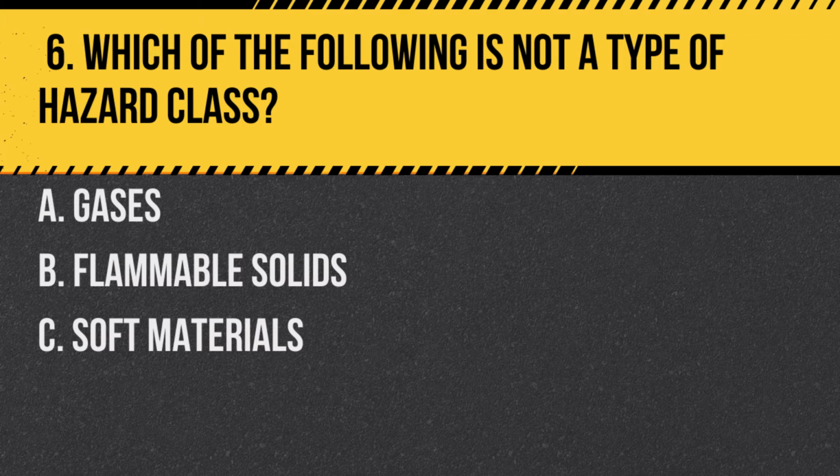Question 6. Which of the following is not a type of hazard class? A. Gases. B. Flammable solids. C. Soft materials. Answer: C. Soft materials. This is not a recognized hazard class.